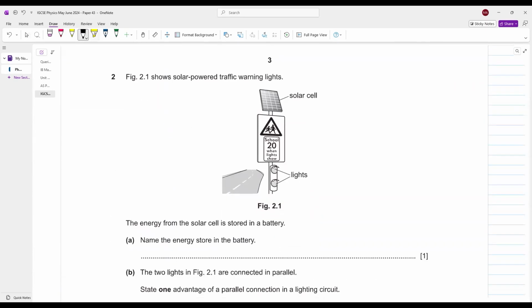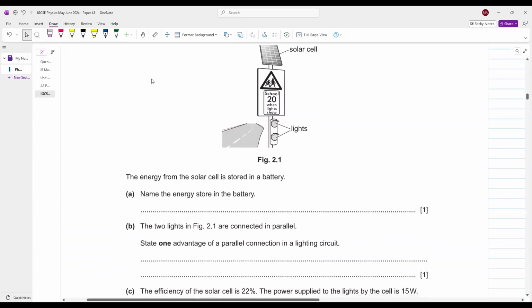Figure 2.1 shows a solar powered traffic warning light. Perfect. The energy from solar cell is stored in a battery. Name the energy stored in the battery. भाई बैटरी में कौन सी एनर्जी स्टोर होती है? केमिकल एनर्जी. Chemical energy. Simple as that.